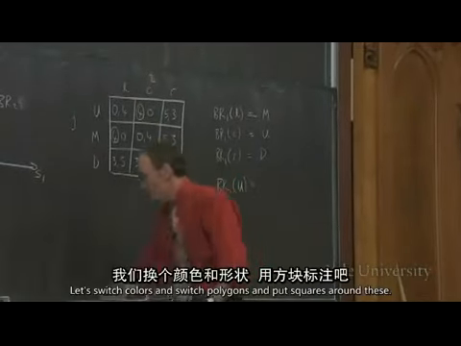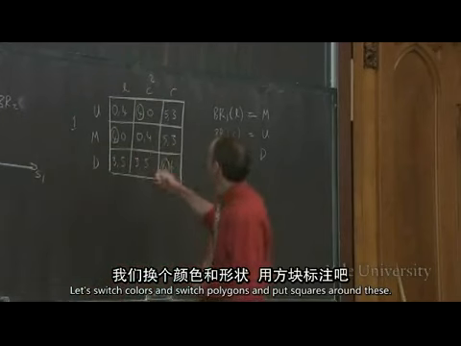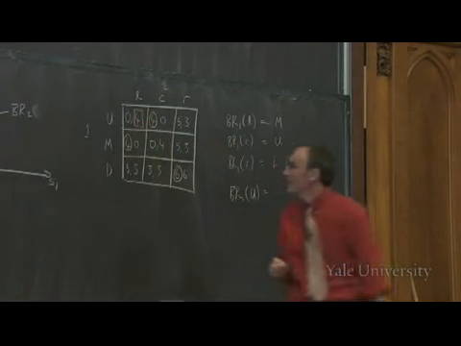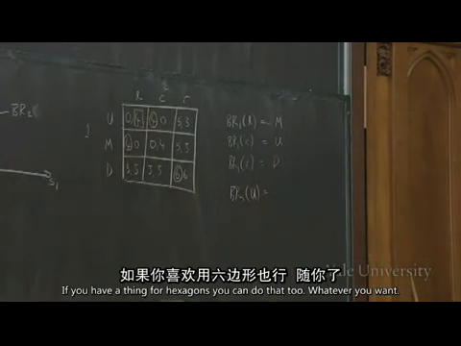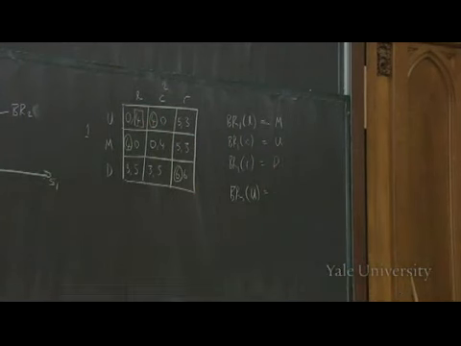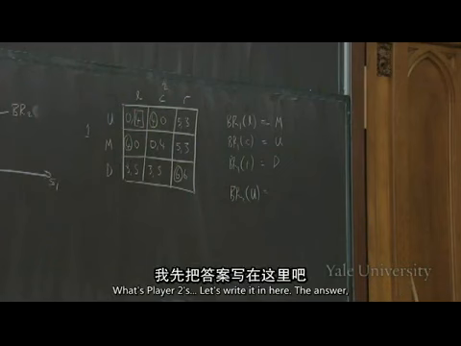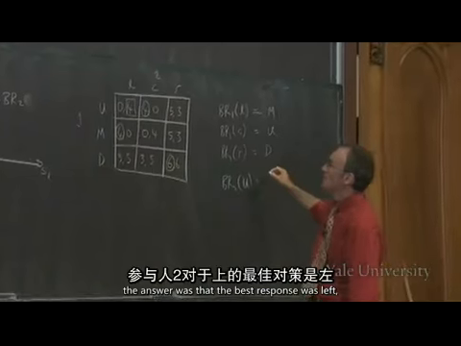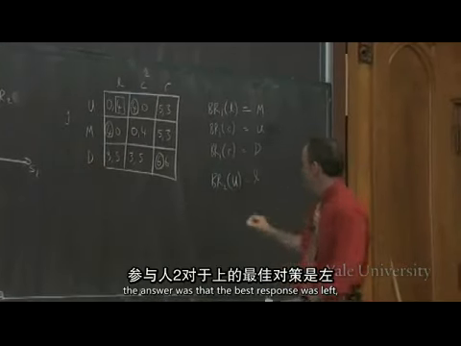Let's switch colors and switch polygons and put squares around these, okay? Right. I don't insist on the circles and the squares. If you have a thing for hexagons, you can do that too, right? Whatever you want. All right. All right, what's player 2's, so let's write it in here, the answers. The answer was that the best response was left, all right?